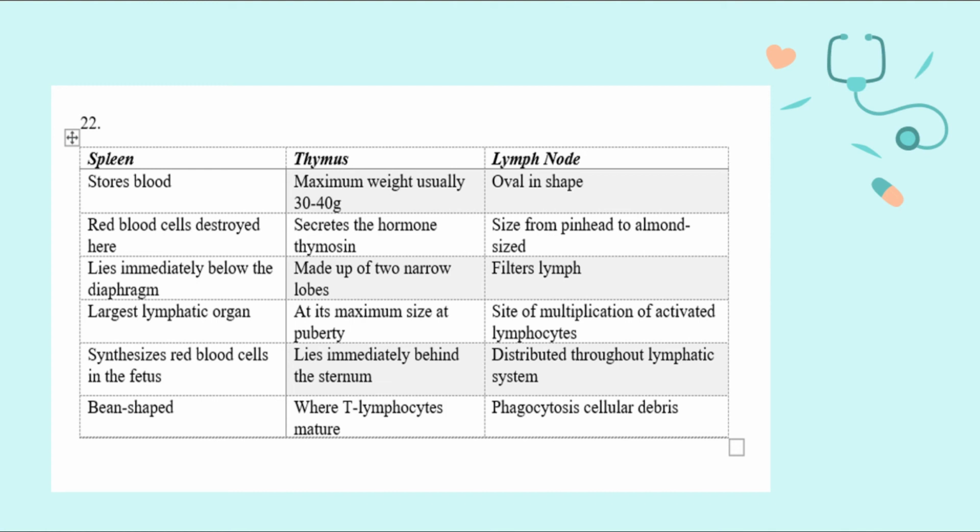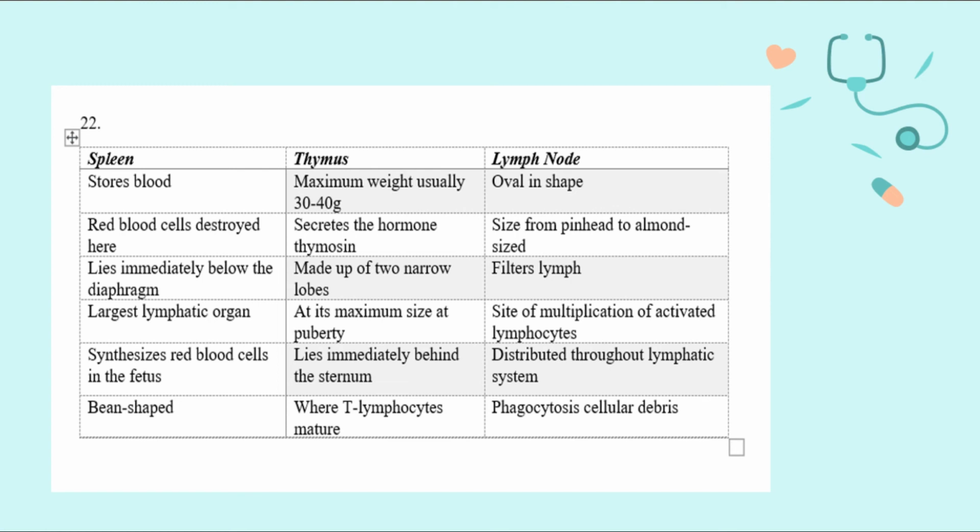For the thymus, our answers are maximum weight, usually 30 to 40 grams, secretes the hormone thymosin, made up of two narrow lobes, at its maximum size at puberty, lies immediately behind the sternum, where T lymphocytes mature.